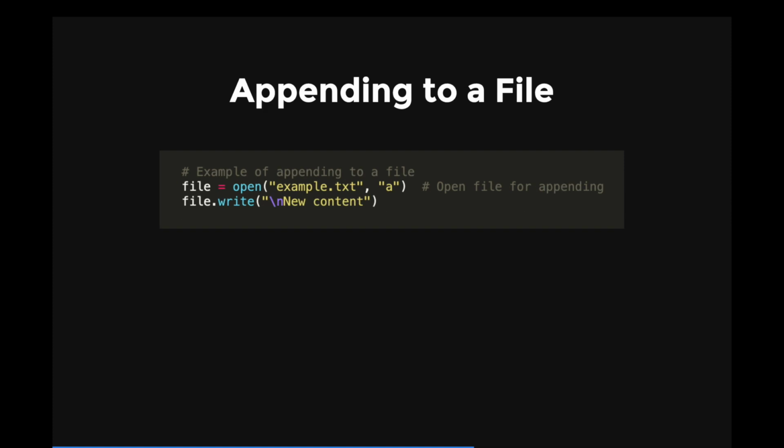Appending to a file. To append data to an existing file without overwriting its contents, you can open the file in append mode. So if you don't want to accidentally overwrite something, you can use a, which is the append parameter. So you open example.txt and pass a, and I'm saying file.write. I'm saying write this data in a new line, so that's why I'm giving \n, and I'm passing new content to it.